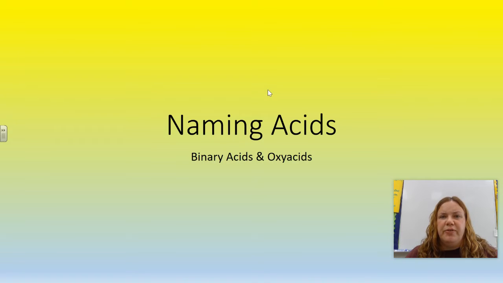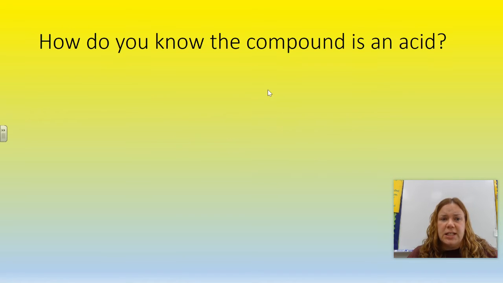Let's do some review with naming acids. We had a little bit of a difficulty on that, so I want to make sure that you understand what you're doing. There's two types of acids. There's binary acids and there's oxyacids. So let's dig into this a little bit.